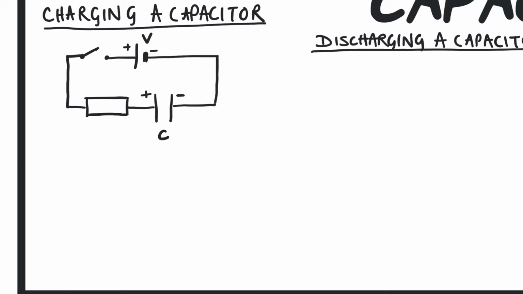We can control how quickly that capacitor is charged by putting a resistor into the circuit. If there's no resistor, it will happen almost instantaneously, but if we do put a resistor in, the bigger that resistor is, then the longer it's going to take for the capacitor to become fully charged. So we describe this as an RC circuit.